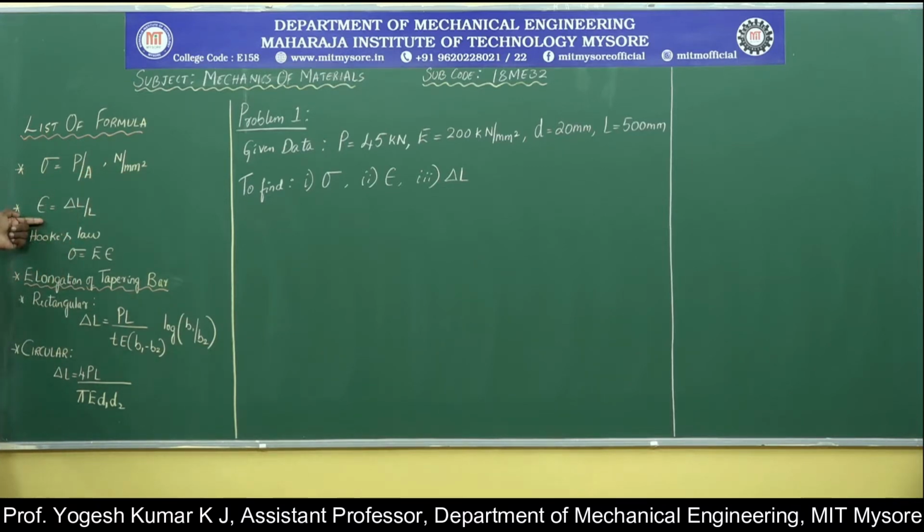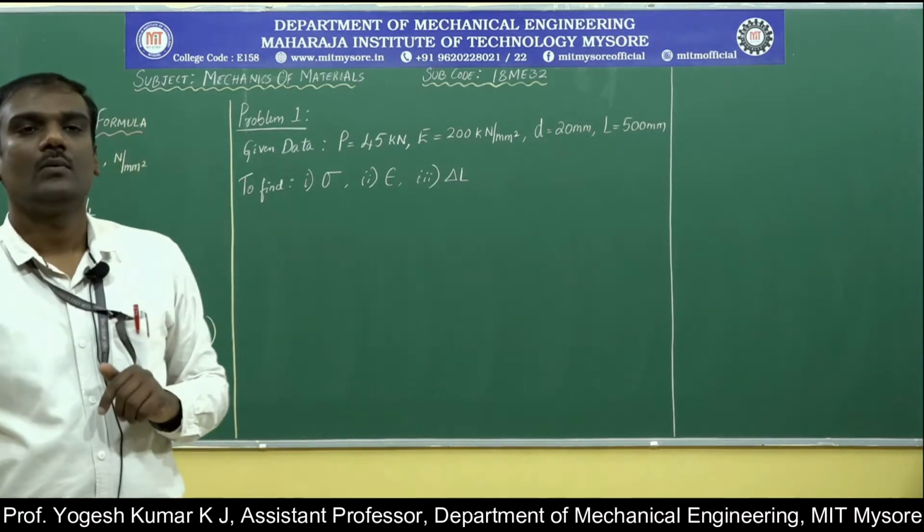Then we saw strain. Strain is defined as the ratio of change in length to the original length, or change in dimensions to the original dimensions, and it is a dimensionless quantity. Based on these two definitions and the law stated by Robert Hooke, we related stress and strain with Hooke's law: stress is directly proportional to strain within the elastic limit, and that proportionality constant is the modulus of elasticity E.